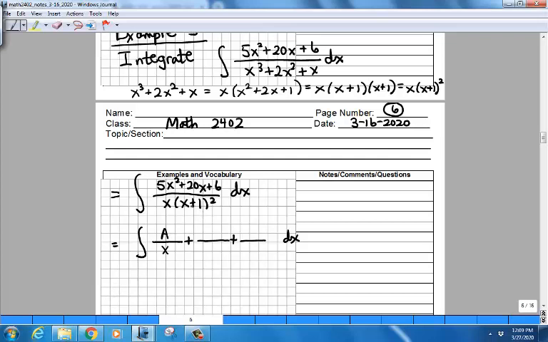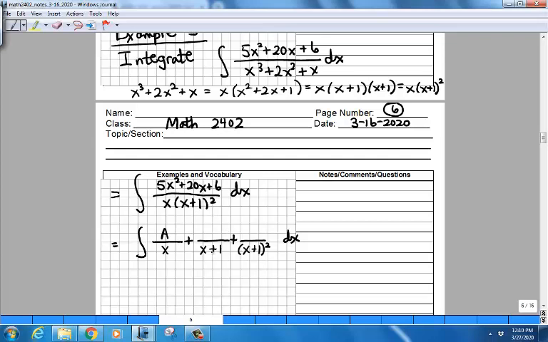But because the x plus 1 is squared, I'm going to have to write two separate fractions that correspond to the x plus 1 squared. One of them is just x plus 1 to the first power, and then the second one is x plus 1 squared. Don't get confused by that. When you're trying to break a fraction into partial fractions, and you factor your denominator, if one of those factors is squared, you're going to have to write down two fractions that correspond to that squared factor.